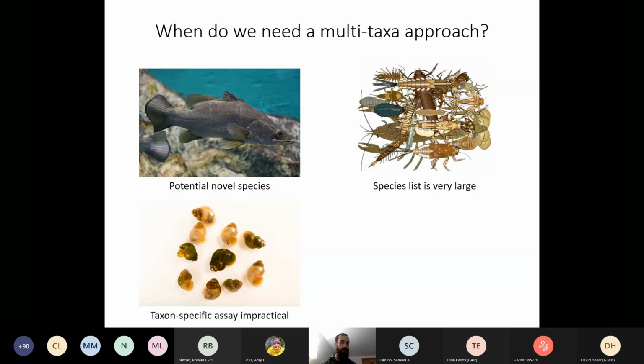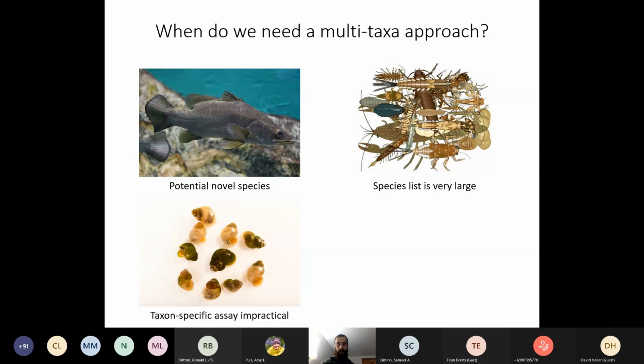And then finally, I have a category that I'm just calling taxon-specific assays not practical. So this is kind of a catch-all for special cases where maybe you're able to identify individual species, but designing species-specific assays is not going to work because there's phylogenetic uncertainty, or it's a really species-diverse system with lots of really closely related species, and so you're not able to design species-specific assays. There are these cases where it's simply impractical or impossible to apply a taxon-specific analysis, which again pushes you into a multi-taxa approach.